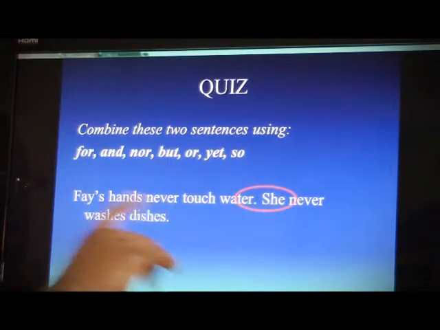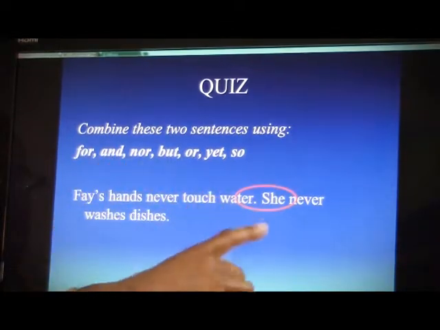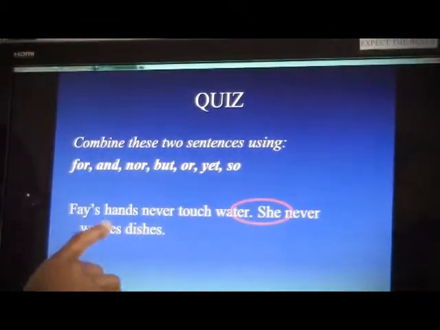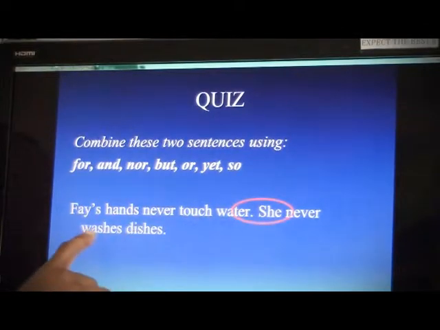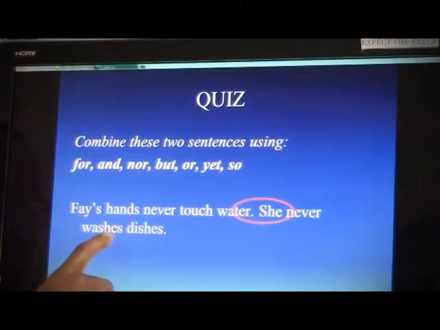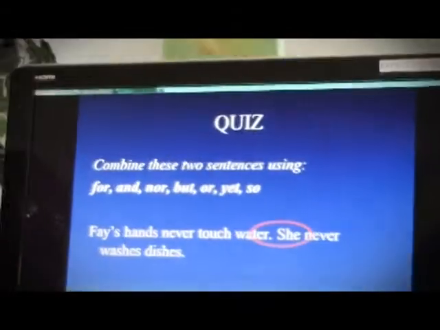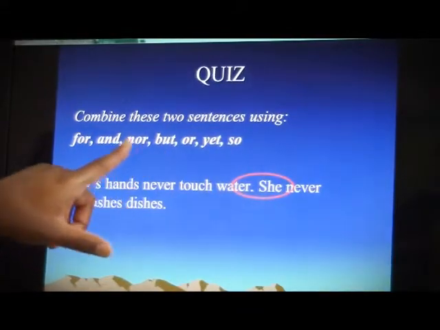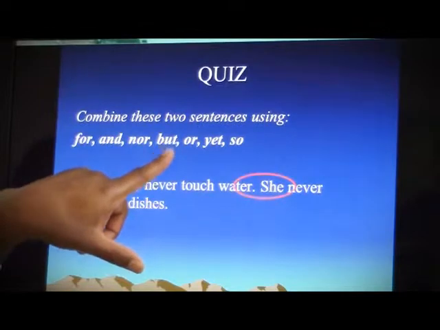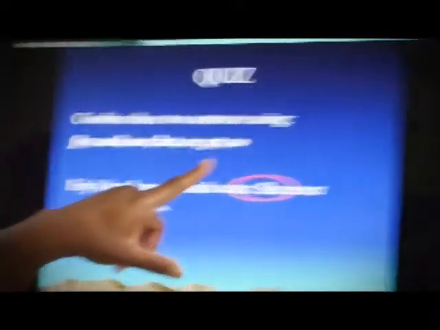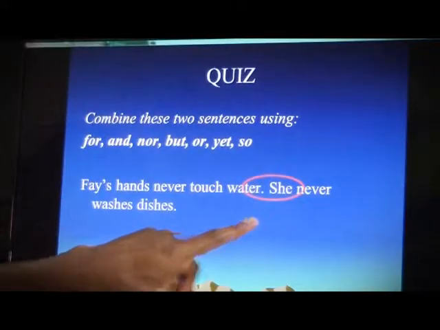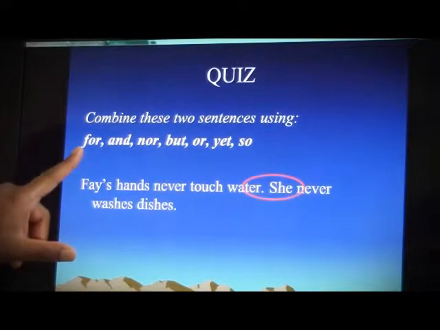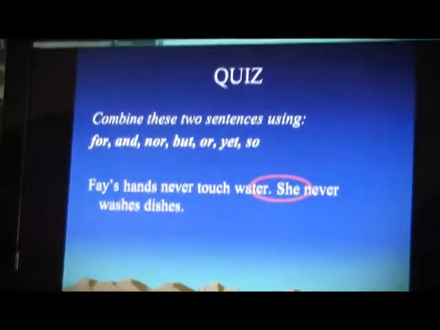Faye's hands never touch water and she never washes dishes. There's a relationship between these two. You don't think that either? You want to look at this for again? Faye's hands never touch water, for she never washes dishes. You like that? Maybe. Nor does not work. But she never touches dishes. Or she never touches dishes. Yet she never touches dishes, or so. How about for? What do you think about for? You want to try that? Let's see what it does.